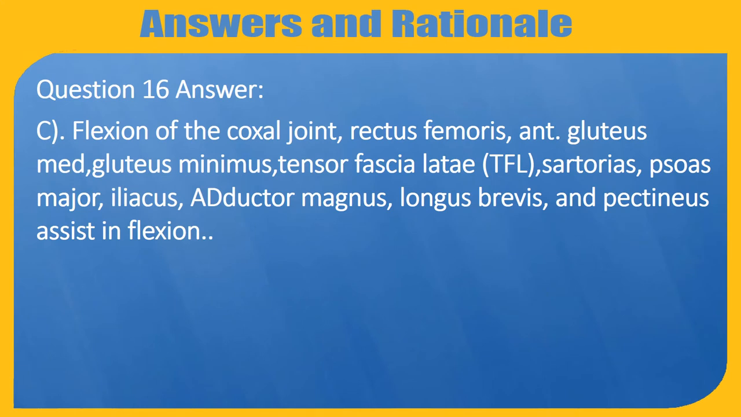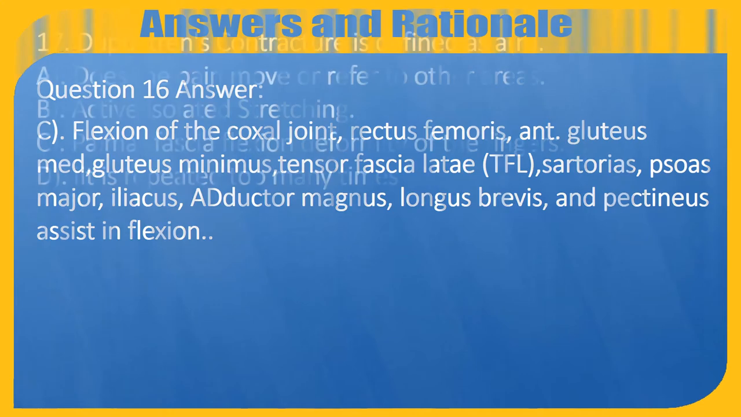Flexion of the coxal joint: rectus femoris, anterior gluteus medius, gluteus minimus, tensor fasciae latae (TFL), sartorius, psoas major, iliacus. Adductor magnus, longus, brevis, and pectineus assist in flexion.